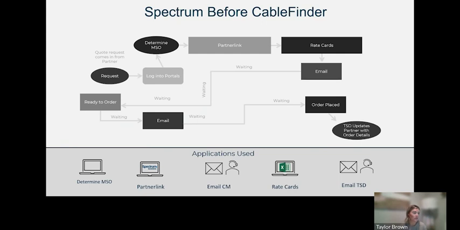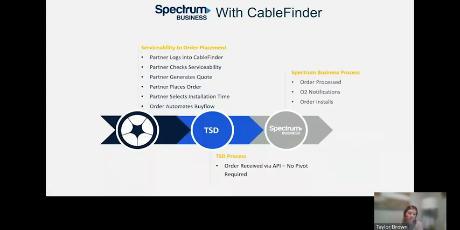So just looking back before CableFinder, I know this is a little complex, and that's because it was. You have to figure out, qualify the address. Then maybe you logged into PartnerLink, then you have to look at a rate card, then you have to send an email, then you have to wait for a response, and all of that just takes a lot of time using a lot of different portals. But with CableFinder, we have been able to consolidate all of that.